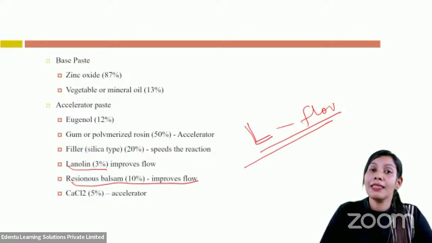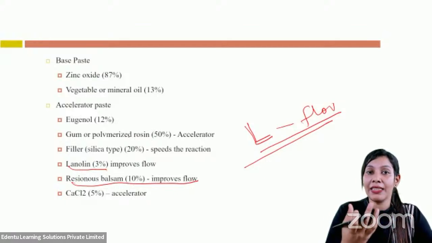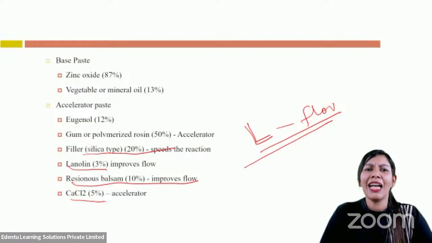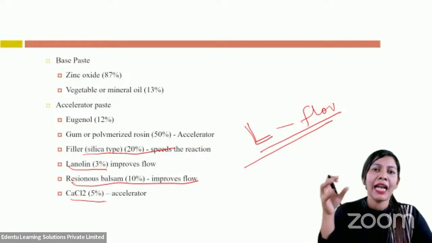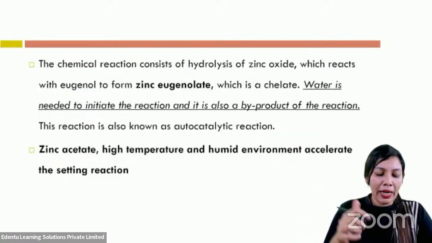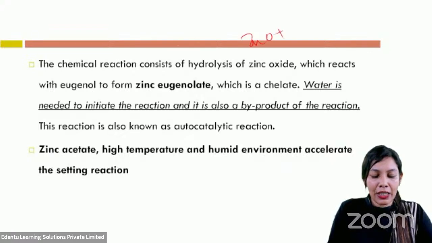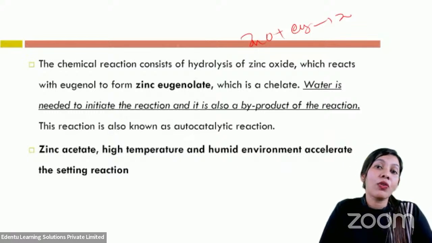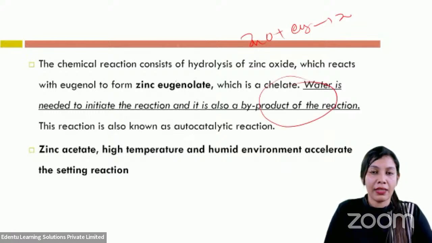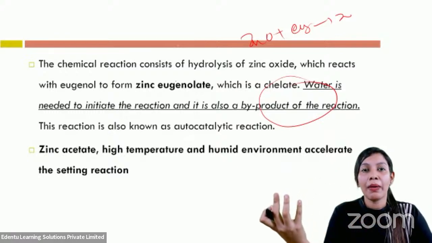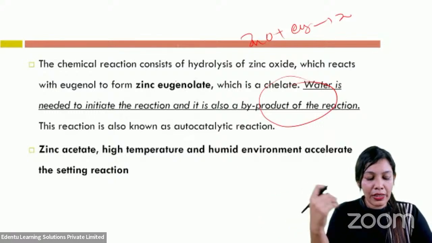Filler particles, in the last slide we also studied, help in increasing the strength and also speed up the reaction. And again, CaCl2 is the accelerator, because calcium acts as a nucleus which helps in the faster acceleration of the process. So in the normal reaction, we know the zinc oxide gets reacted with the eugenol to form eugenolate. Very important, water is needed for this reaction. Again, water is also a byproduct. This might be asked in a question where water is used for a reaction as well as it comes out as a byproduct.